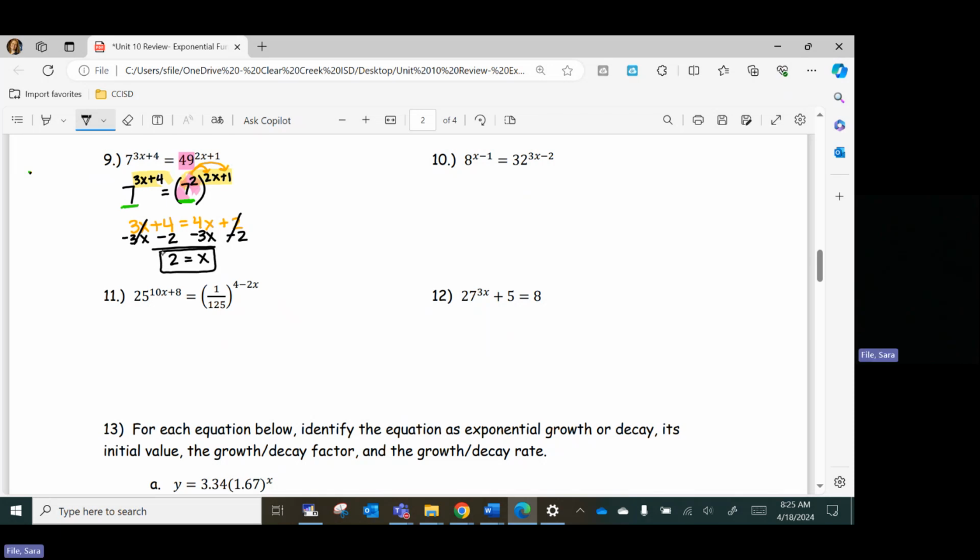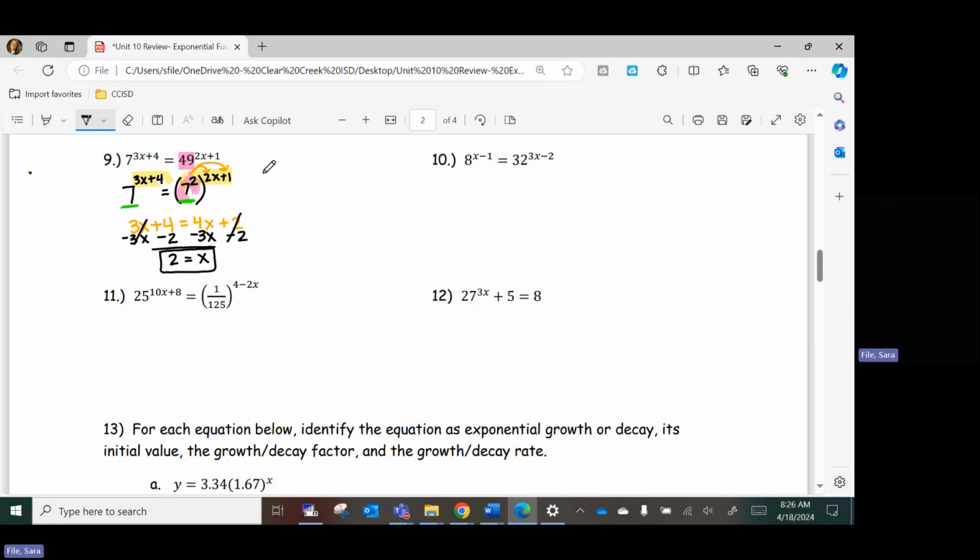Now, if x was not alone, if there was a coefficient, you would still have to divide that out. But that came out to just x. Now, you can always check, does that actually work? So if I were to plug in a 2 over here, 3 times 2 is 6, plus 4 is 10, so 7 to the 10th power. And then over here, if I were to plug in a 2, 2 times 2 is 4, plus 1 is 5. And then we rewrote that, so 7 squared to the 5th, so 2 times 5 is 10. So that would also be 7 to the 10th power. So yeah, it checks out. Or you could check it in your calculator.